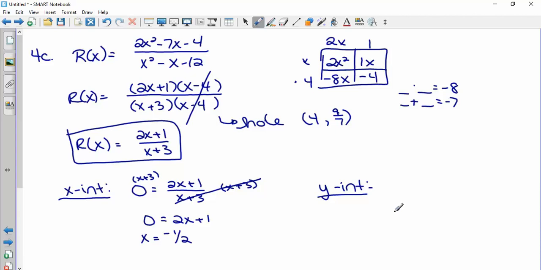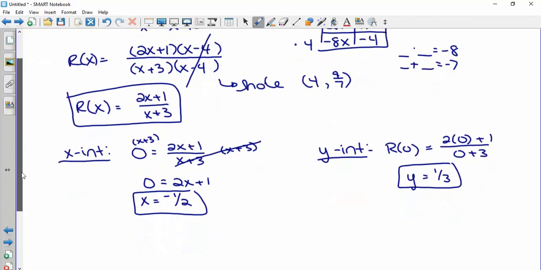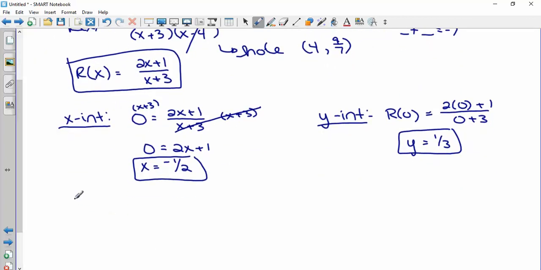How do we find the y-intercept? And 1/3. Okay, then I'm going to ask you about your asymptotes. So vertical asymptote. You can look at your reduced one. Vertical is what makes the bottom 0, which is so x equals -3.